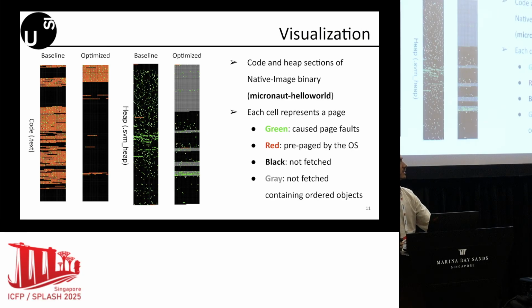In this slide, I show a visual representation of a native image binary, in particular the baseline and its optimized version, to show the effectiveness of our approach. We focus on the SVM heap section here. Here, each cell represents a page of the binary, and we focus in particular on the green cells that represent pages that caused page faults. As you can see, typically, only a small percentage of the objects in the heap snapshot is accessed, and our technique is effective in reducing this number of green cells and thence page faults.